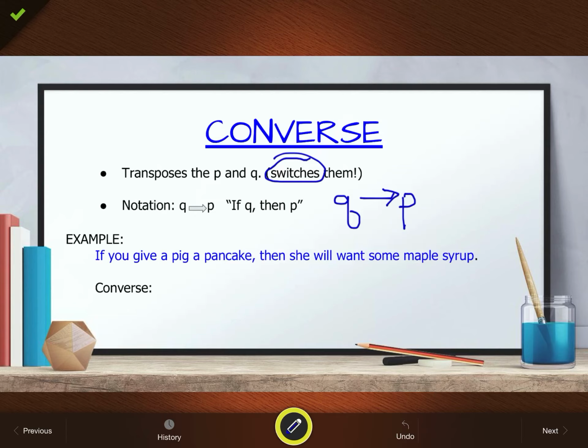So let's look at this. Look at an example. Our original conditional statement is, if you give a pig a pancake, then she will want some maple syrup. So to write the converse, and yes, you're going to be writing sentences. A couple things. Make sure you start a sentence with a capital letter and end a sentence with punctuation, typically a period. So let's write the converse.